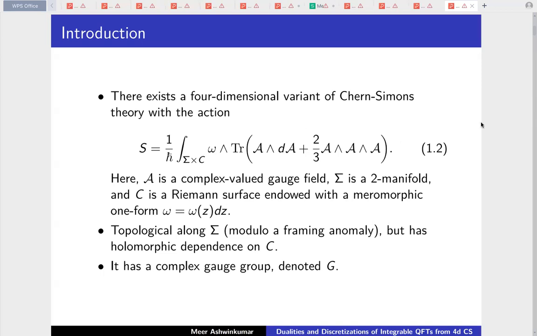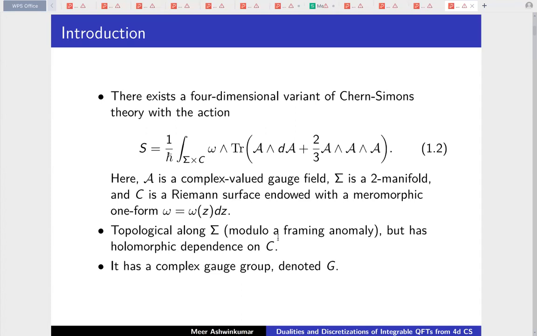And so the entire theory is defined on a product of two manifolds, one of which is C, the Riemann surface on which omega is defined, and the other is a 2-manifold called sigma. Okay. And now this theory is not topological like 3D Chern-Simons theory. Rather, it is topological holomorphic. It has topological invariance along sigma, but it has holomorphic or meromorphic dependence on C, on the Riemann surface C.